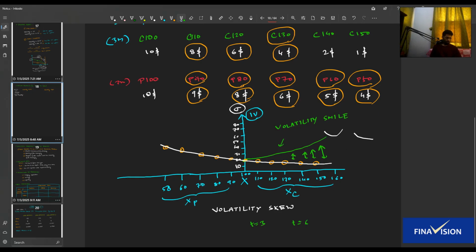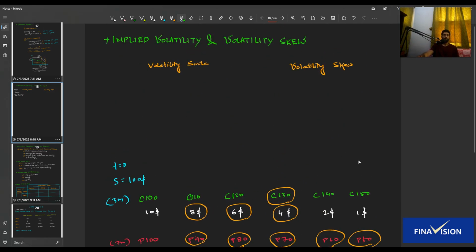So if the curve is showing a smile and the projection is a skew, then there is a trading opportunity. If the curve is showing a skew and the projection is that of a smile, then also there is a trading opportunity, and herein lies the significance of volatility skew and volatility smile. So let me write it in short above so that we remember how the things are.